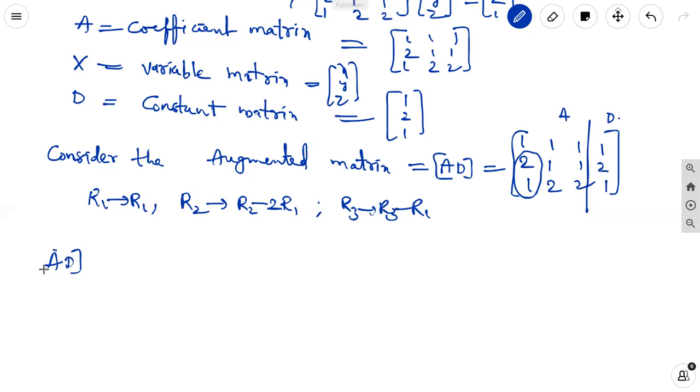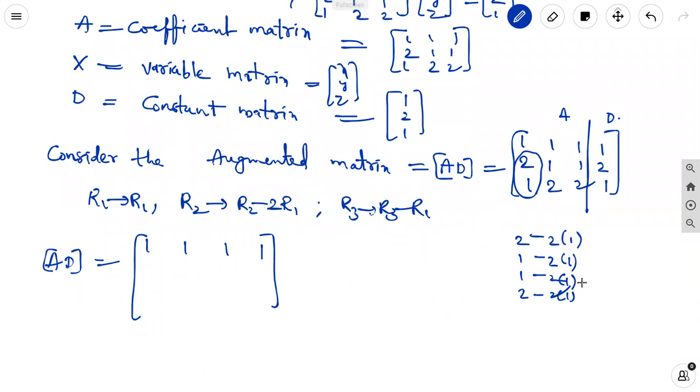The augmented matrix AD: R1 is 1, 1, 1, 1. Next, R2 is 2, 1, 1, 2 minus 2 times R1, which is 1, 1, 1, 1. That gives 2 minus 2 is 0, 1 minus 2 is minus 1, 1 minus 2 is minus 1, 2 minus 2 is 0. So it is 0, minus 1, minus 1, 0. Next, R3 minus R1 gives 1 minus 1 is 0, 2 minus 1 is 1, 2 minus 1 is 1, 1 minus 1 is 0.